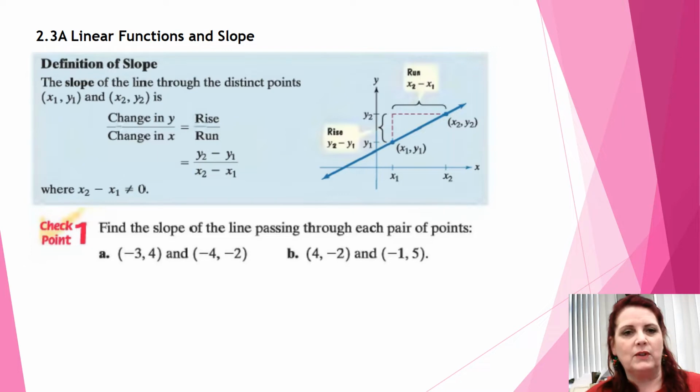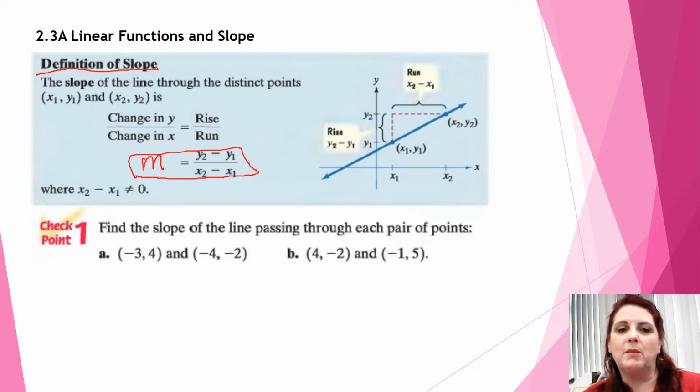So the definition of slope is given to you right here. Definition of slope: it's the change in the vertical over the change in the horizontal, which is the x, or the rise over the run. And the formula for that is m equals y2 minus y1 over x2 minus x1. And that denominator cannot equal 0. That's a particular special case, and we'll look at this in a few minutes.